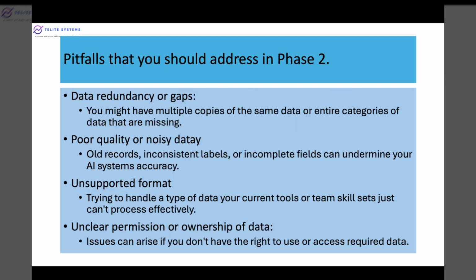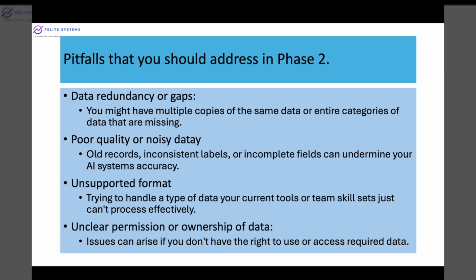Pitfalls that you should address in phase two: data redundancy or gaps. You might have multiple copies of the same data or entire categories of data that are missing. Poor quality or noisy data, old records, inconsistent labels, or incomplete fields can undermine your AI system's accuracy.